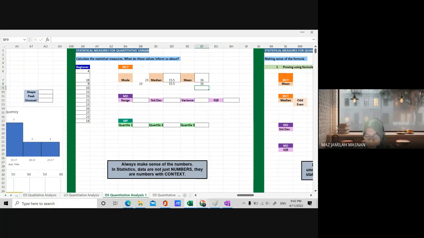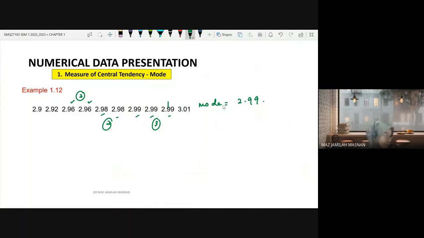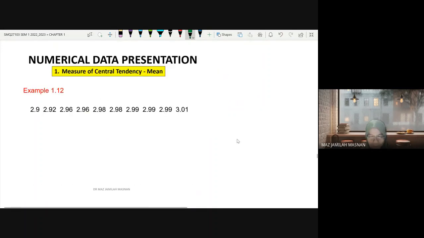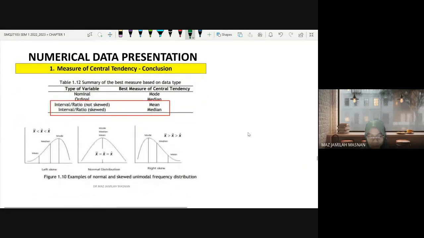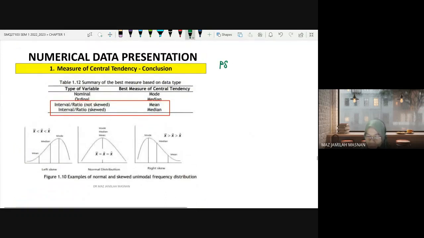So class, if we go back to our data just now, and if you look at your textbook on page 20, please look at Table 1.15, shape of distribution.